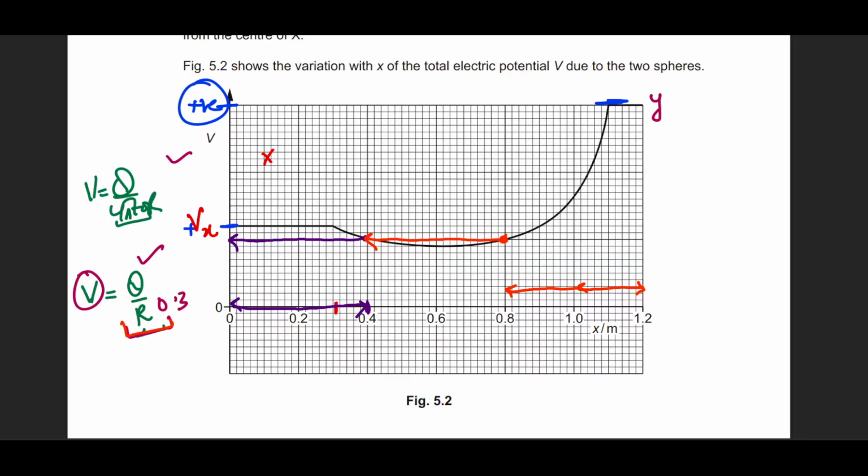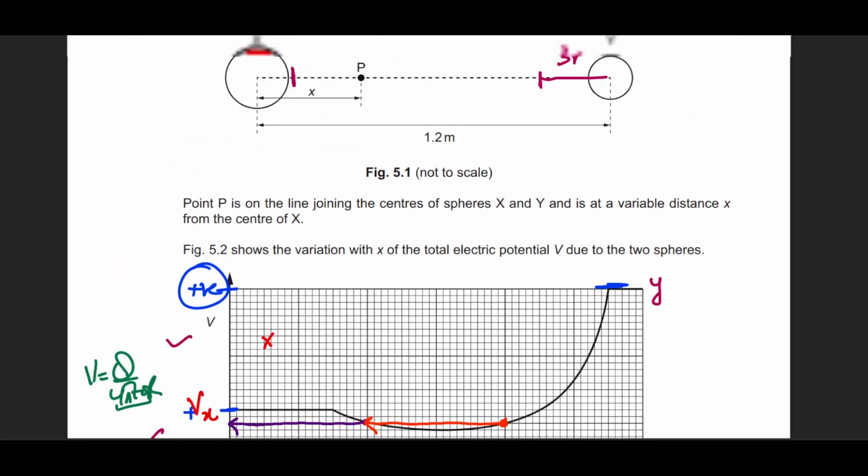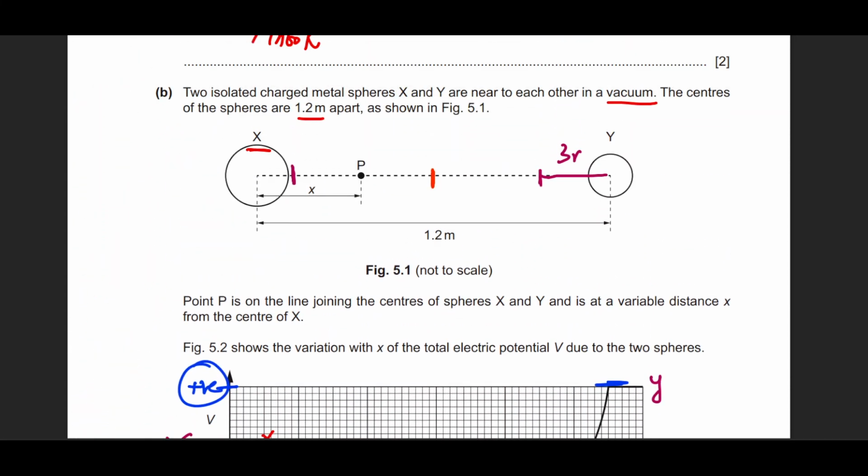So putting in the same value of R and getting the same value of V means that the charge is the same. That's why we've concluded that the magnitude of charge is the same. From this conclusion, we have said that the minimum potential exists at the midpoint. If they had different charges, then the potential would be different at the midpoint, right?